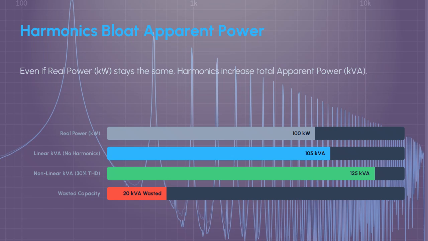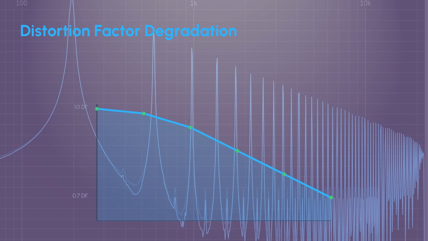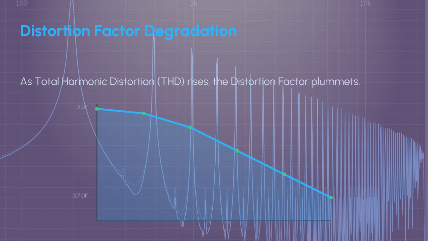work. Distortion factor degradation. Here we see the trend line. This chart plots the distortion factor against rising THD. As harmonic distortion increases towards the right, the distortion factor plummets. This demonstrates why you can correct your phase angle perfectly to unity, yet still suffer from a poor overall power factor if you ignore the harmonics.